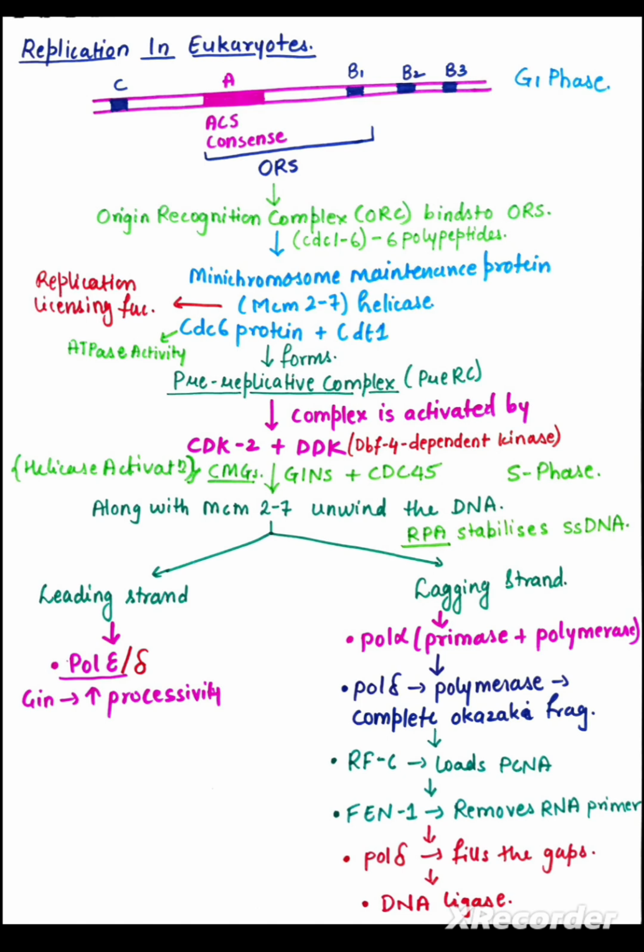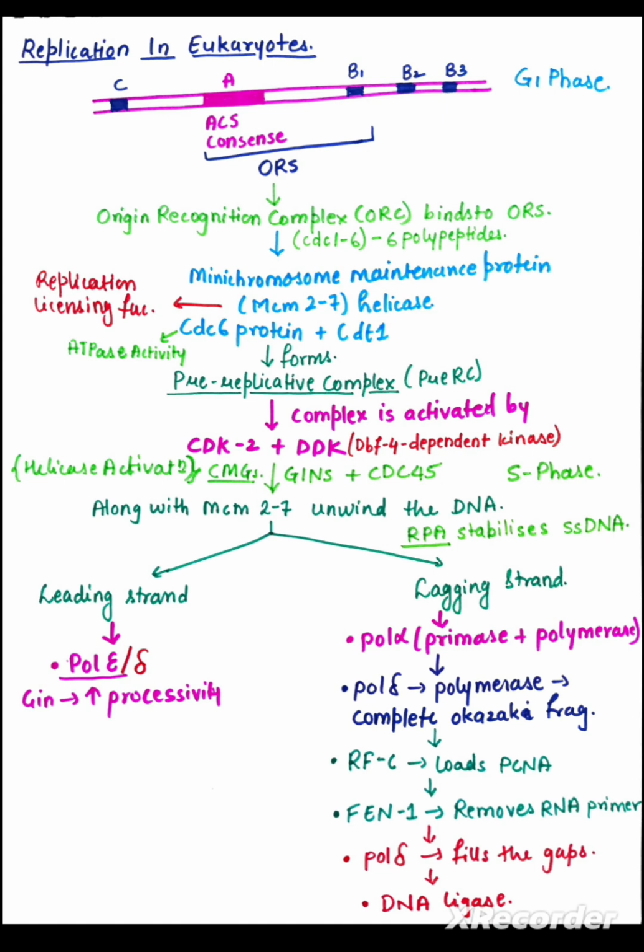Now A is ACS, that is ARS consensus sequence. ARS is autonomously replicating sequence. Consensus sequence is A domain. B domain has B1, B2 and B3, and there is C domain. Now A and B1 of B domain together form origin recognition sequence to which origin recognition complex will go and bind. Origin recognition complex is basically made up of 6 polypeptides of CDC1 to 6.